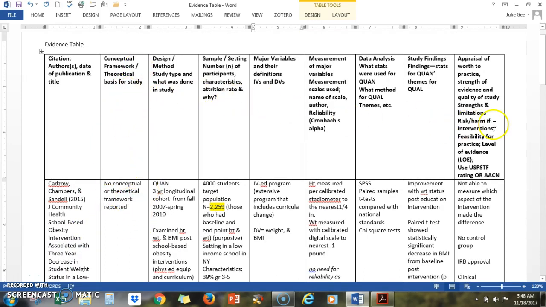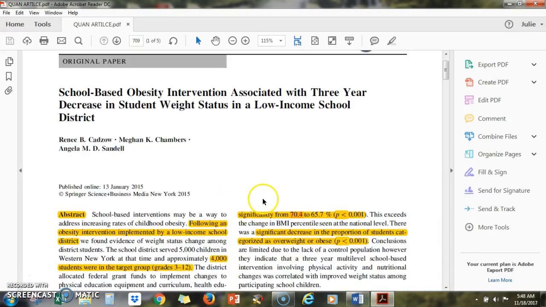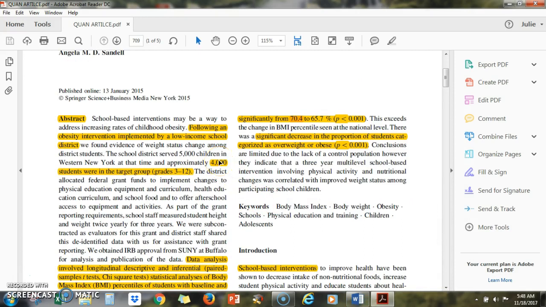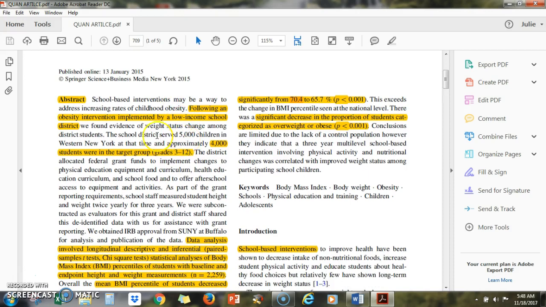Well, actually, I'm looking for all these things as I read through this article. So let me back up here. What we always do is start with the abstract. It gives us a lot of information, but it doesn't give us the entire story. So we really do need to read the entire article.